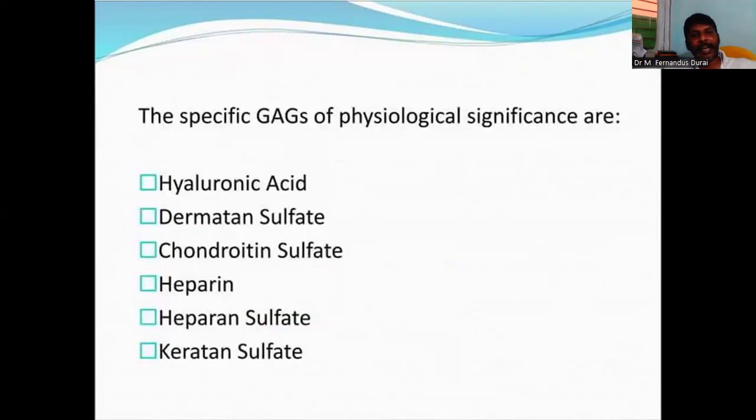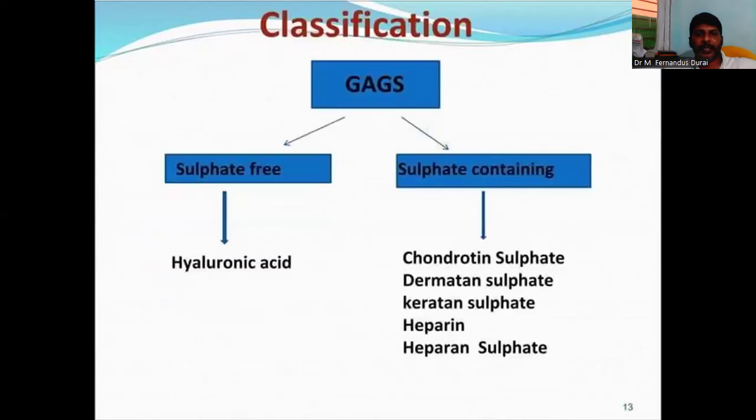The specific GAGs of physiological significance are hyaluronic acid, dermatan sulfate, chondroitin sulfate, heparan sulfate and keratan sulfate. Now, classification: GAGs are mucopolysaccharides. These GAGs are divided into two groups, sulfate-free and sulfate-containing.